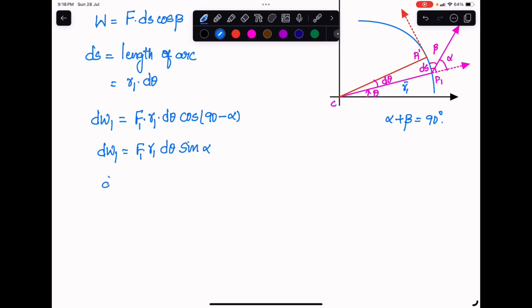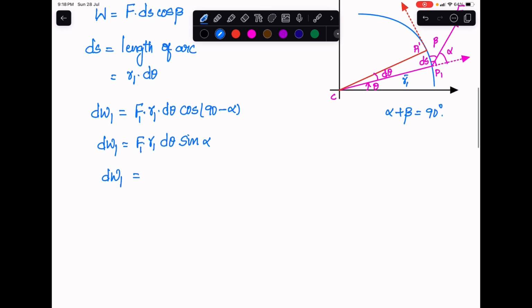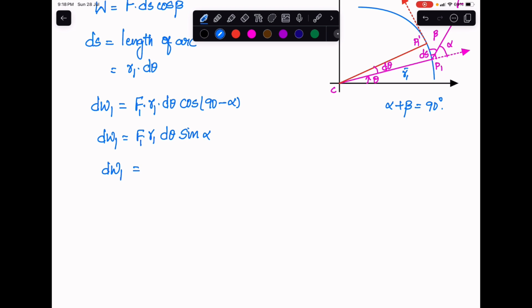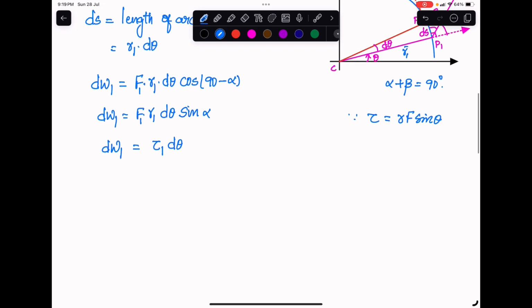This we already know, right? The small work done by the force, equal to R F sine alpha, is nothing but the torque. So dw1 equals tau 1 d theta, since tau is given by R F sine theta. Here R F sine alpha is nothing but tau, and for a single particle it is tau 1. Is that clear? I hope everyone understood. Therefore, for n number of particles, there are such n particles.